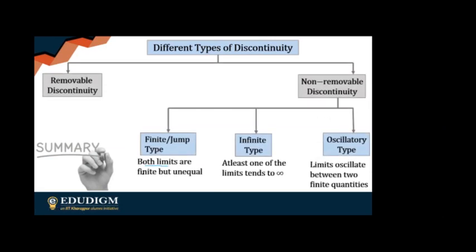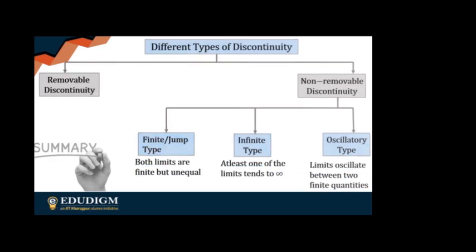If the limits are finite but unequal, then there's a jump. As we talked about in the last class exercise, if you remember, there was a jump in the graph. So this kind of problem is a non-removable discontinuity of jump type. Infinite type you have also seen, as well as oscillatory type. Here at least one of the limits will tend to infinity, and in this case it will oscillate between two finite quantities, for example sin(1/x) around x equals 0.